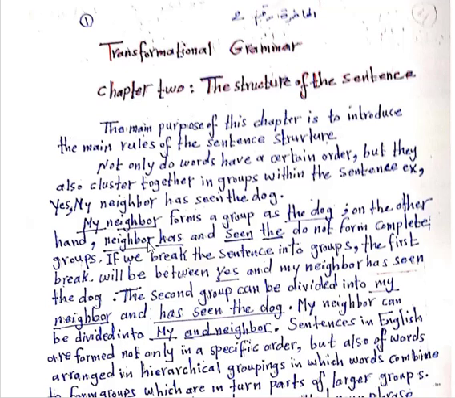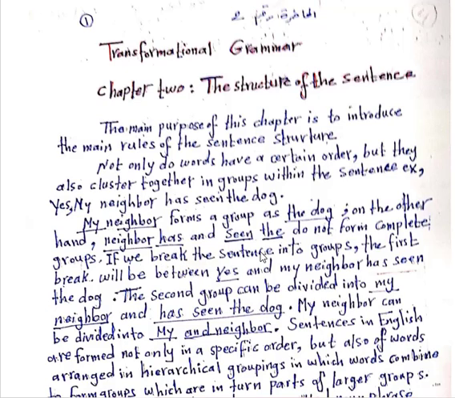Neighbor is one word. Has is an auxiliary in this sentence, one separate word. And seen is the past participle of the verb see. The determiner and these words do not form complete groups.